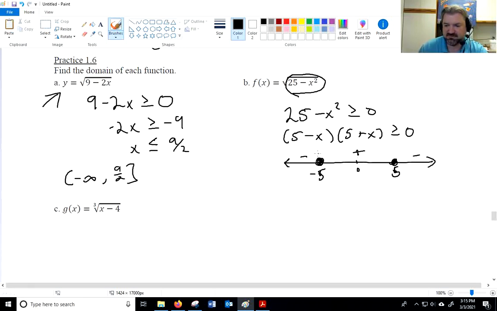So you can see this is negative 5 and 5, where 25 minus x squared is 0, but then we've also labeled where the regions are negative or positive. And since we're looking for when 25 minus x squared is positive, this is the interval where 25 minus x squared is positive, which means that f is defined there. So our domain is this bounded interval, negative 5 to 5.